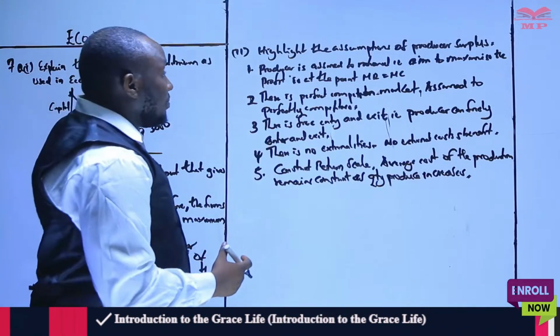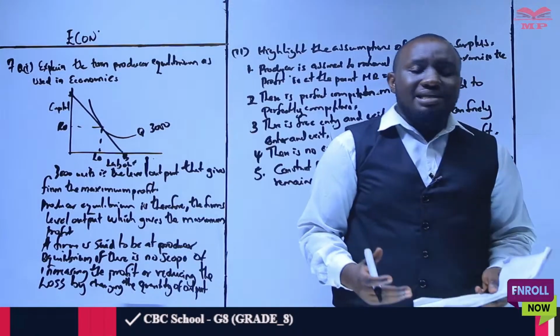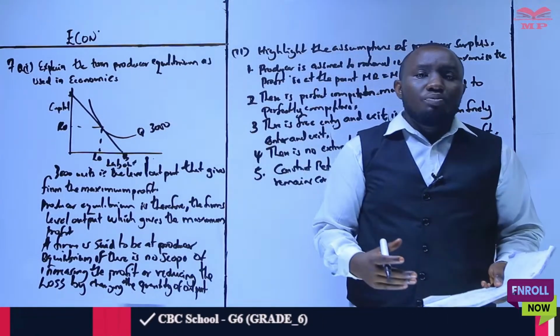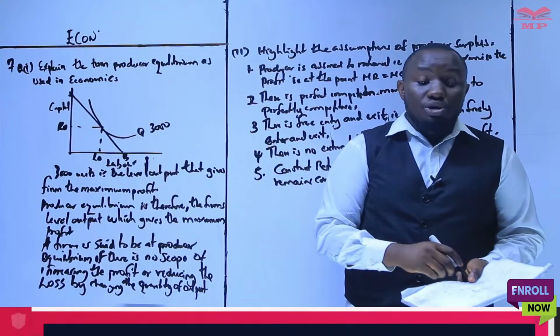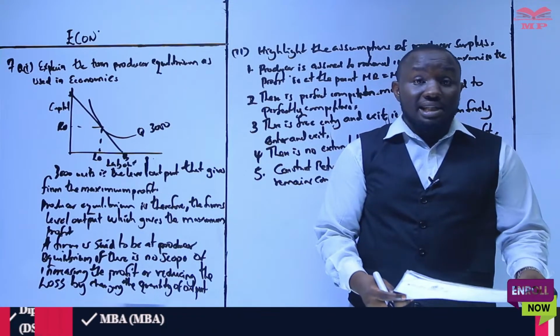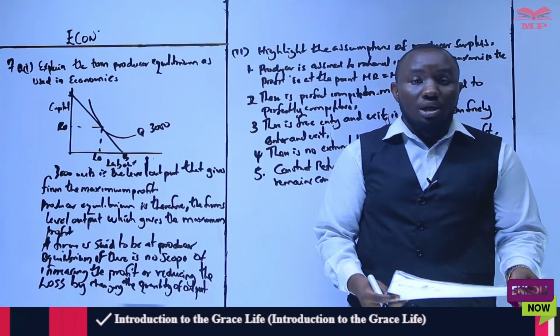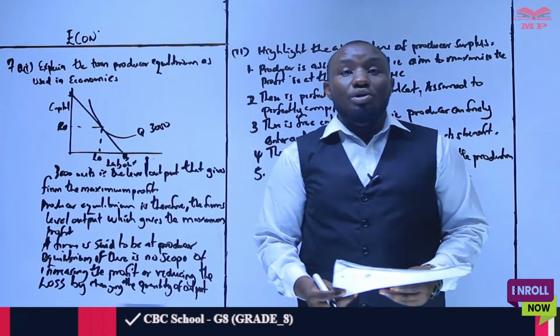Again, I said at the beginning of that particular question, you can be asked what a producer supply is as a major area, and you can also be told to illustrate using a diagram how producer supplies basically come. And that is how we particularly handle that question. That is question 7A, Roman 2. That is how we go about that question.